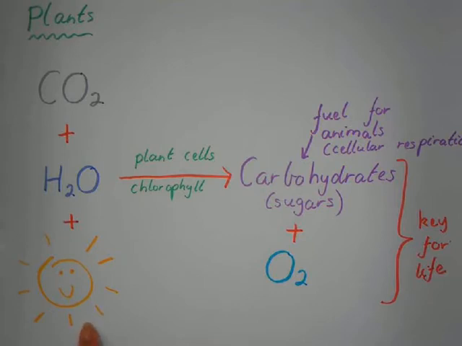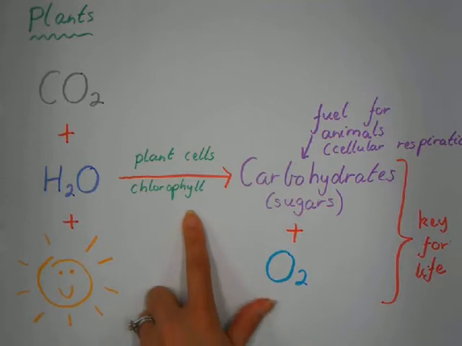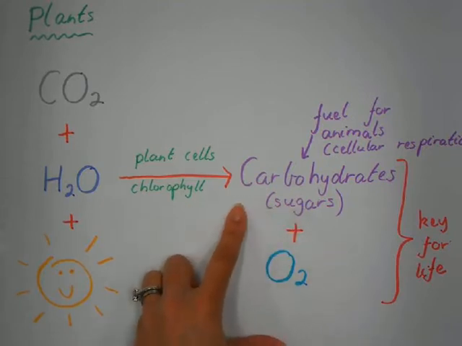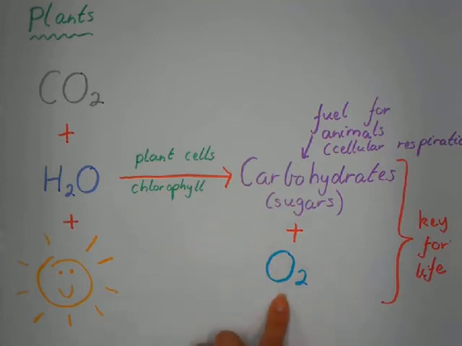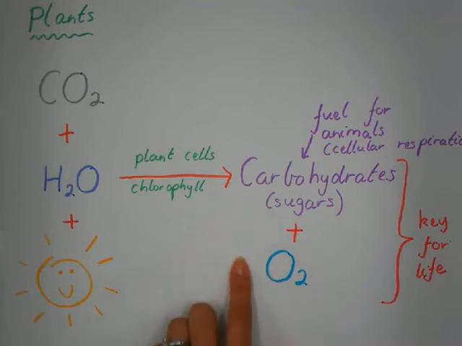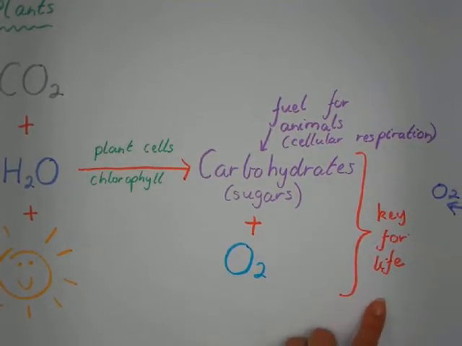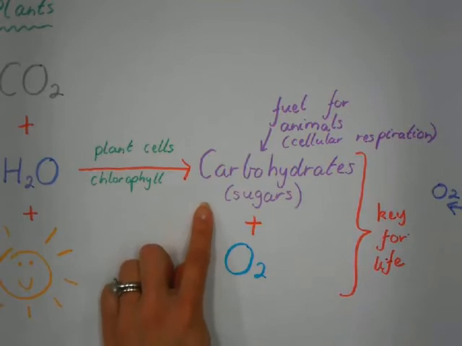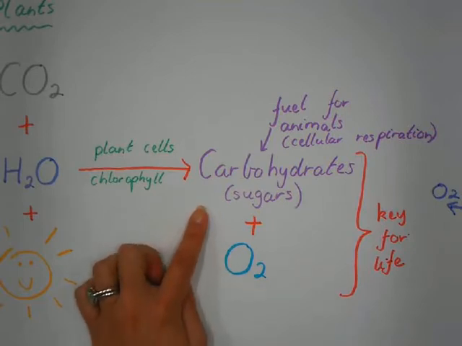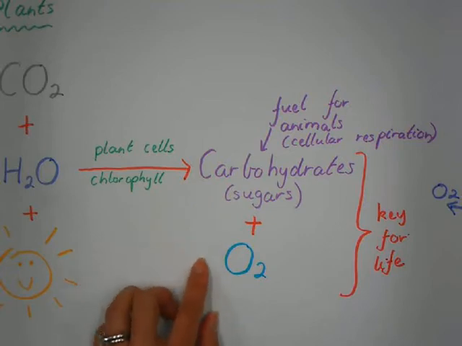So, these three inputs are needed for plant cells, which have chlorophyll, to produce carbohydrates, which is a fancy word for sugar, basically. And really importantly, they also produce oxygen, which we all need to breathe in every day. So these two outputs, carbohydrates and oxygen, really are key for life. Carbohydrates provide fuel for animals. We use it during cellular respiration, and we also need oxygen to survive.